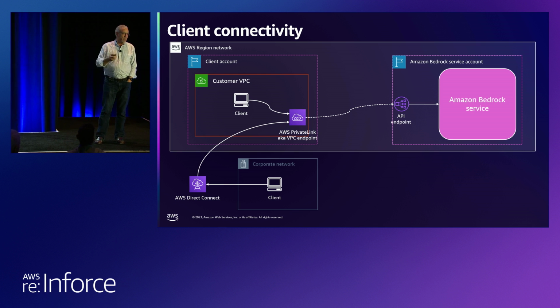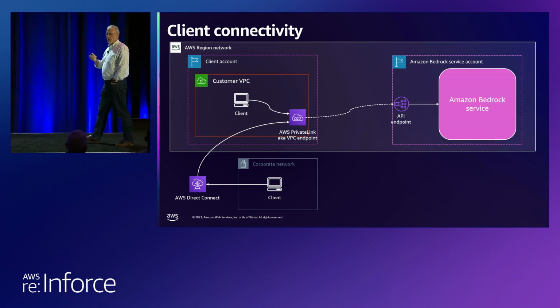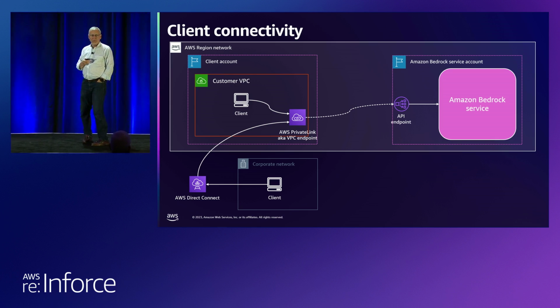And you can even write things like service control policies or IAM policies, which limit access to only certain network paths, which is also a very useful feature if you want to, for example, block all access from non-private paths. That's all existing options which will apply to this service.